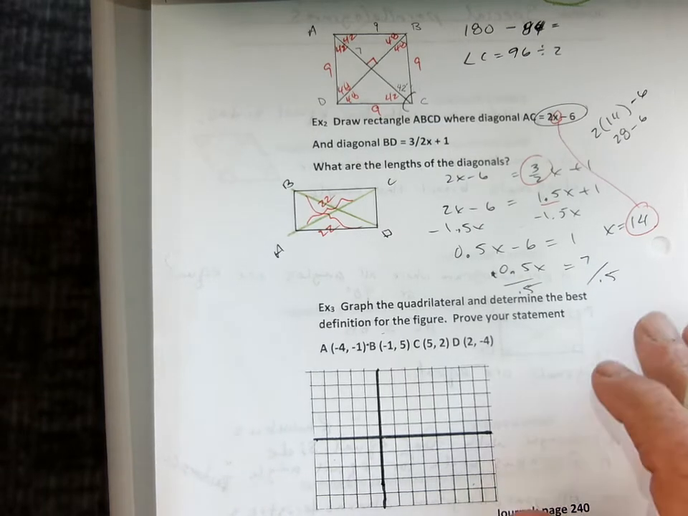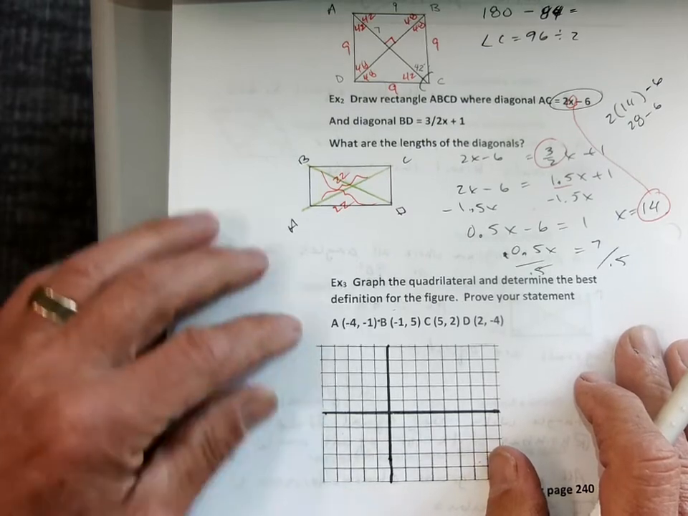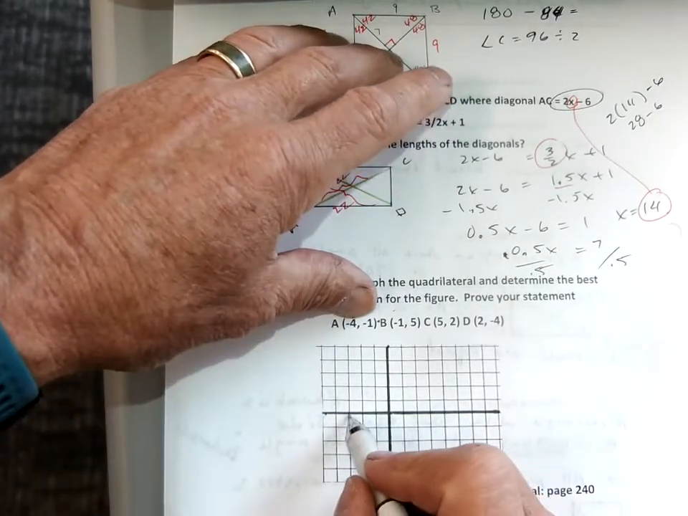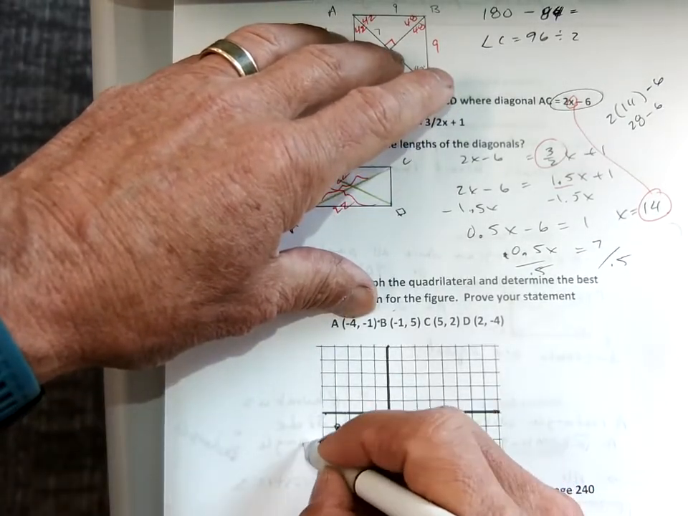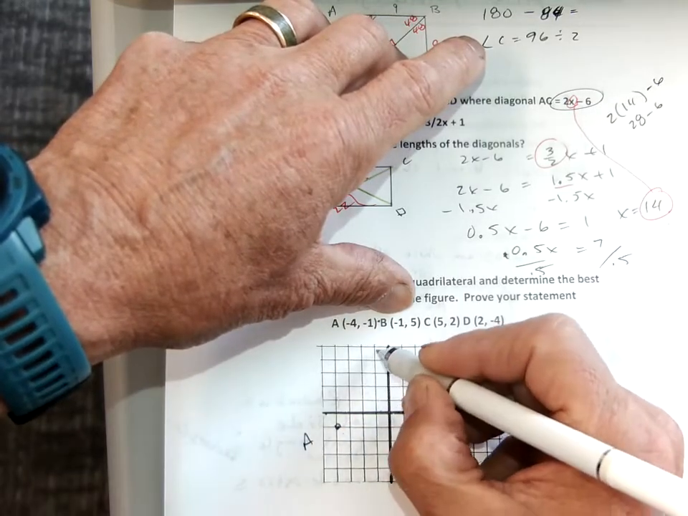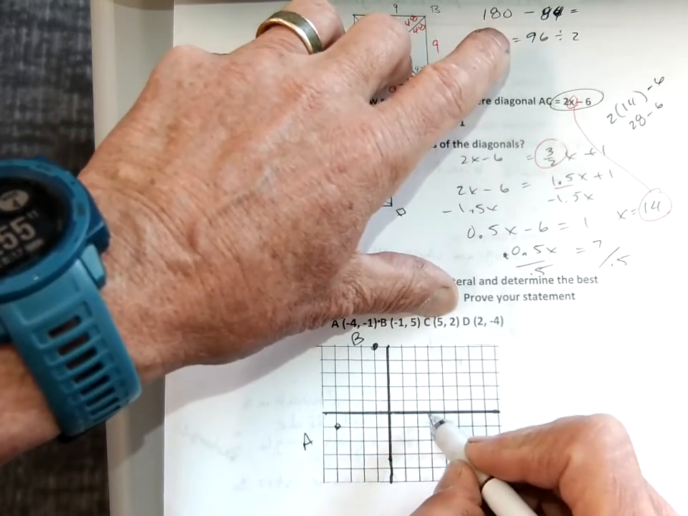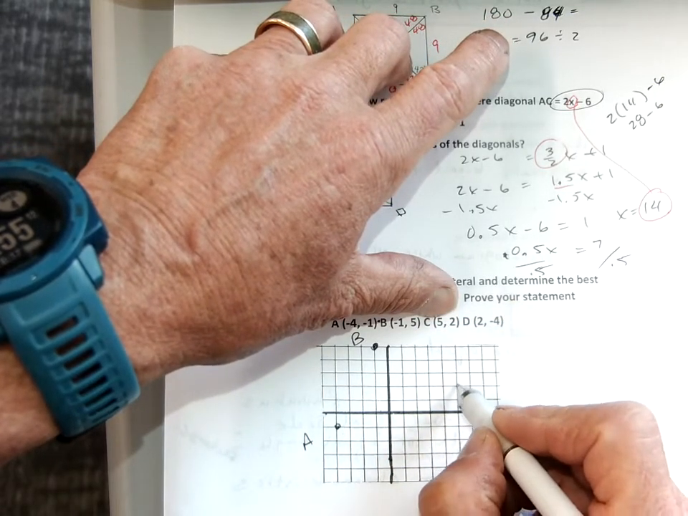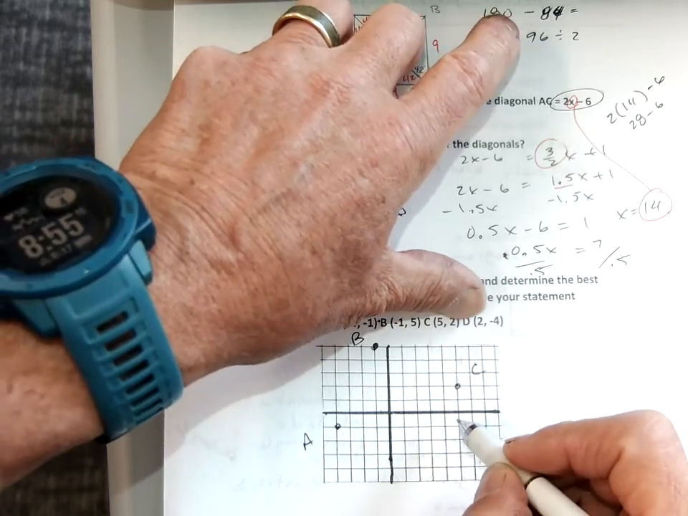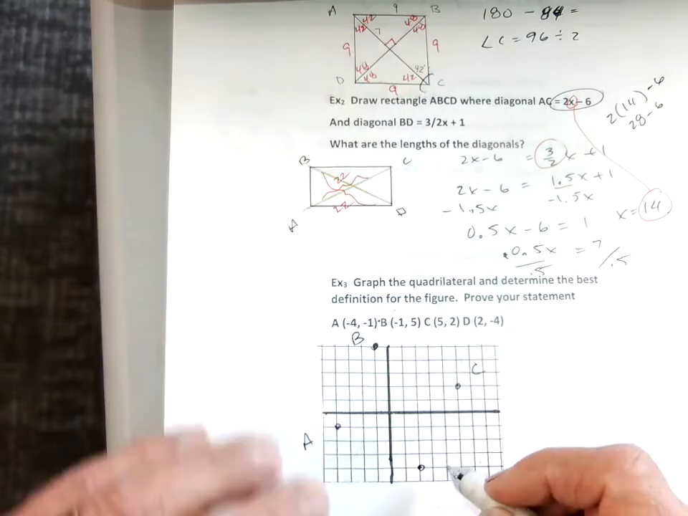Okay, now, example 3. We've got to do a proof. We've got to figure out why this thing is what it is. Okay, so let's graph it. -4, -1. A. -1, 5. 1, 2, 3, 4, 5. There's B. 5. 1, 2, 3, 4, 5. 2. There's C. And 2. 1, 2, 3, 4. There's D.